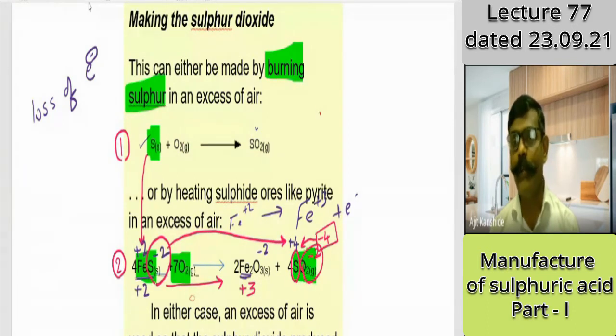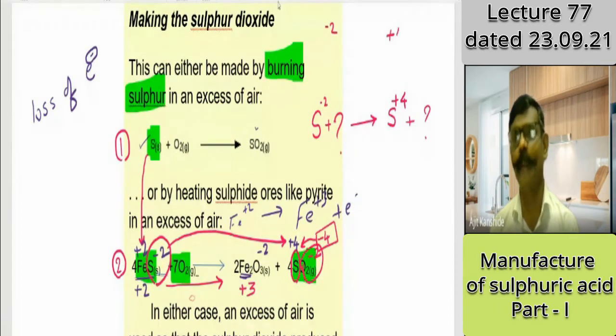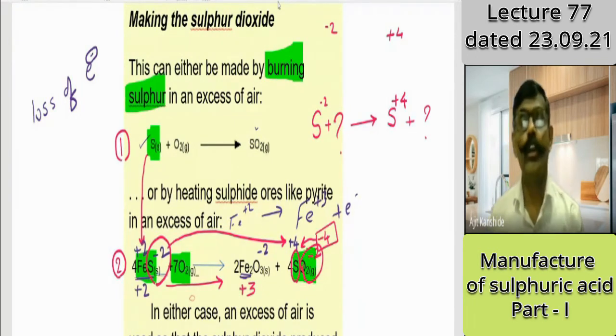Will you tell me, this conversion of S-2 to S+4, is it possible by gain of electron or by loss of electron? How can you convert -2 to +4? That's a simple question. Electrons you have to add. Electrons will come out. You have to subtract or you have to add.